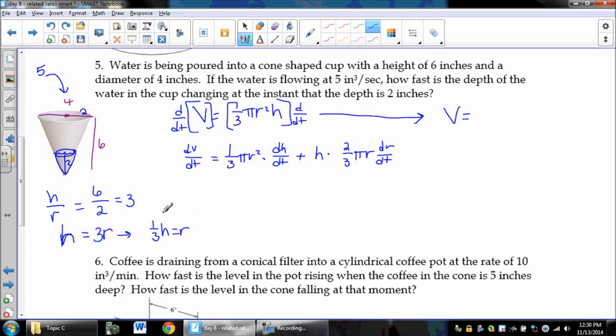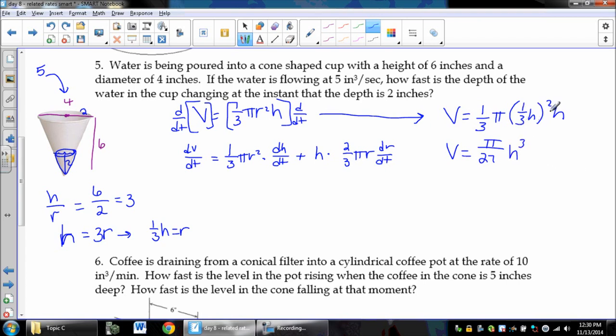The reason I knew to do that is this question says how fast is the depth increasing? Depth is h. I want it in terms of h. So where does that lead me? Well, here's what it does. I can rewrite volume as 1/3 pi r, here's my new r, squared h, which really means my volume is pi over 27 h cubed.